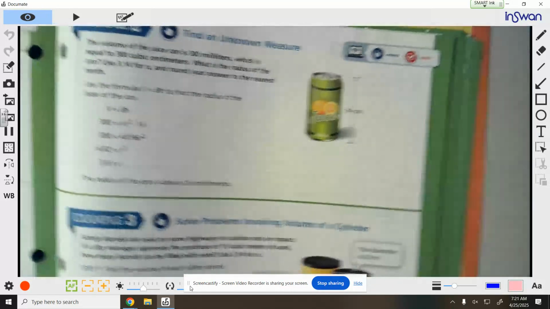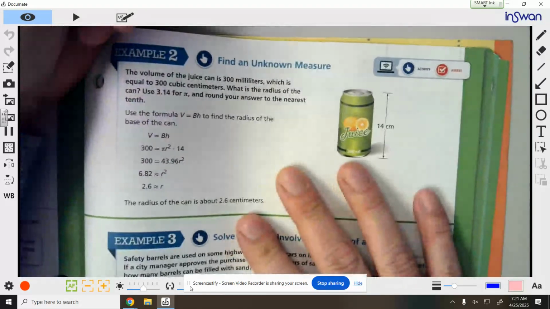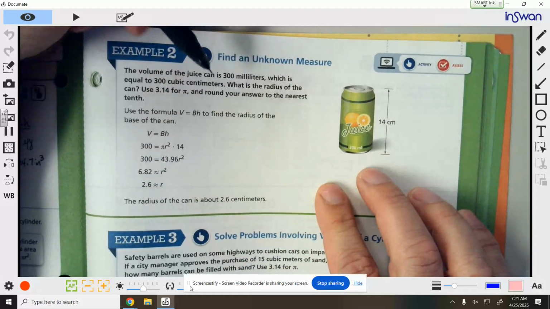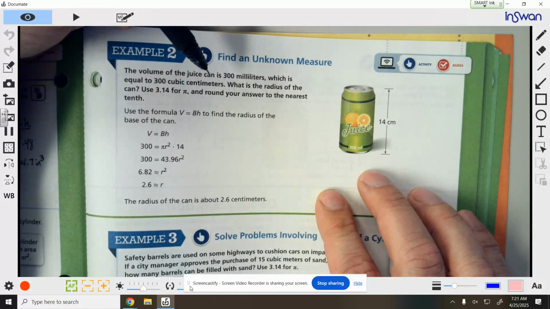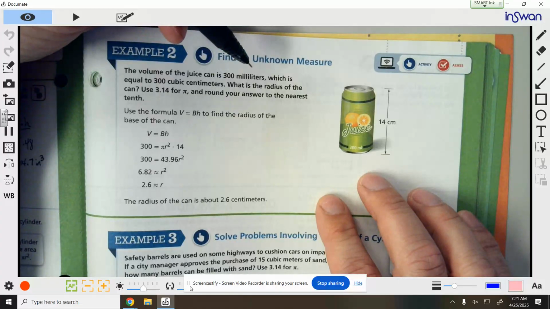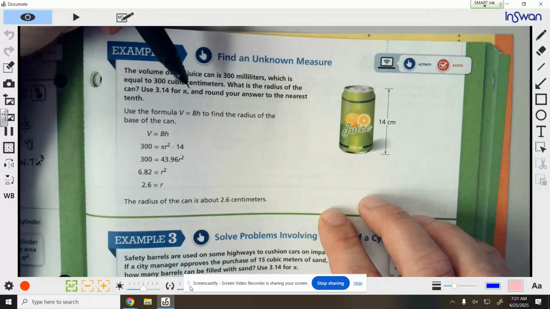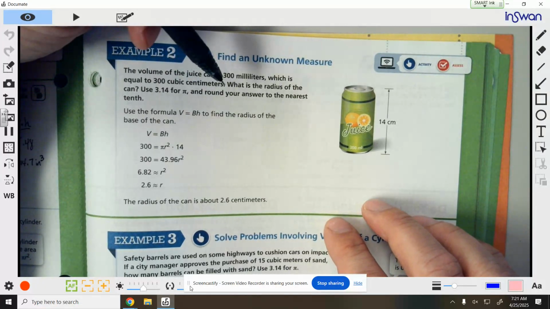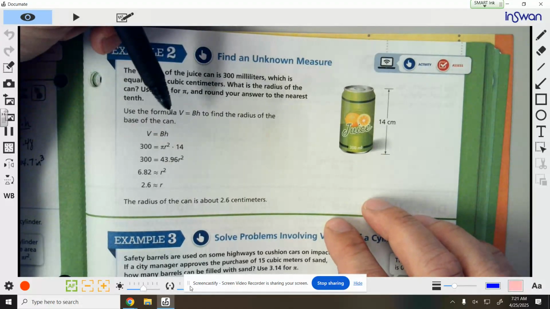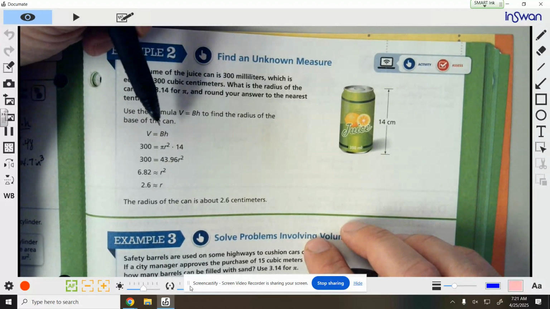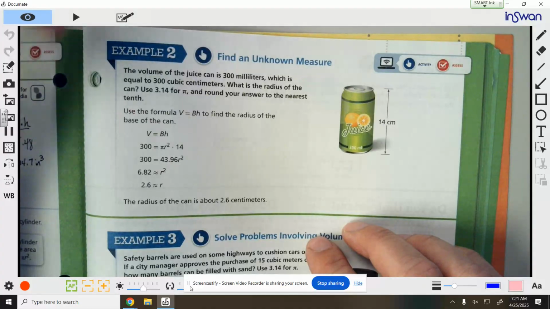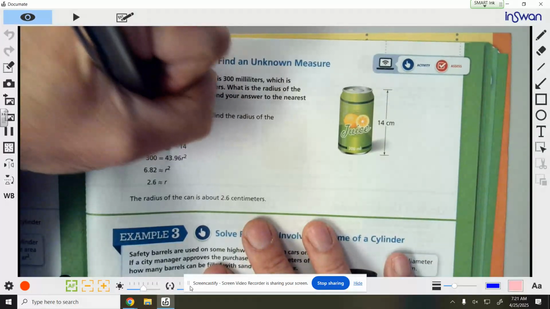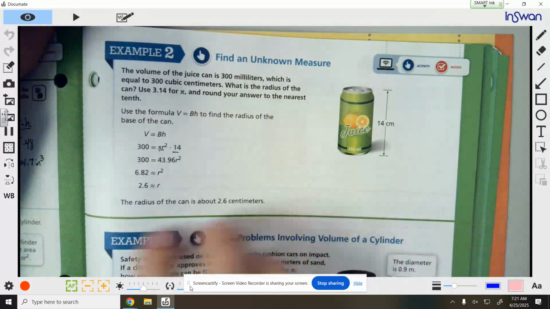Okay, example 2. The volume of the juice can is 300 milliliters, which is equal to 300 cubic centimeters. What is the radius of the can? All right, use 3.14 for pi and round your answer to the nearest tenth. So they're setting up here, they're saying V equals big B times H. Here's that formula, the pi r squared times the height.